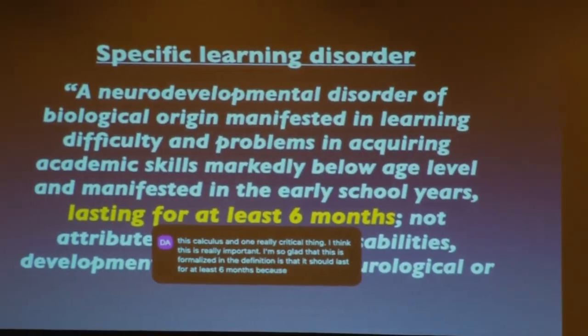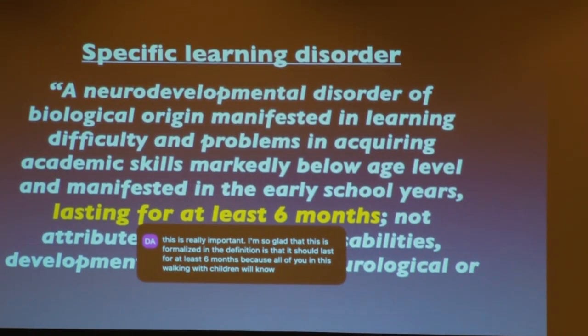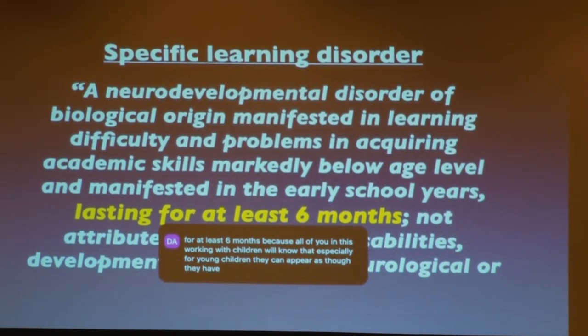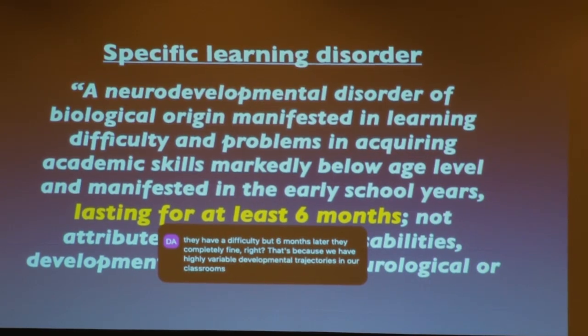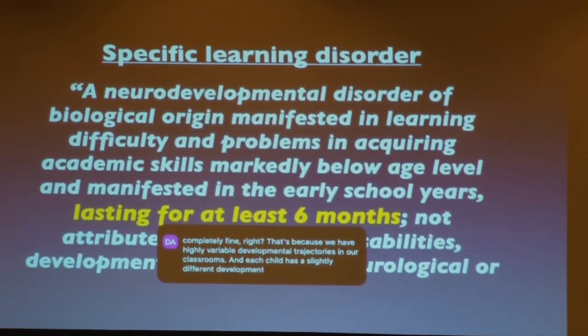And one really critical thing, and I'm so glad that this is formalized in the definition, is that it should last for at least 6 months, because all of you in this room who are working with children will know that, especially for young children, they can appear as though they have a difficulty, but 6 months later they're completely fine, right? That's because we have highly variable developmental trajectories in our classrooms, and each child has a slightly different trajectory. Therefore, when we try to arrive at an assessment that somebody has a severe learning difficulty, it is important that this is a persistent difficulty, something that we can repeatedly measure rather than just some transitory state of development. I think this is really critical.